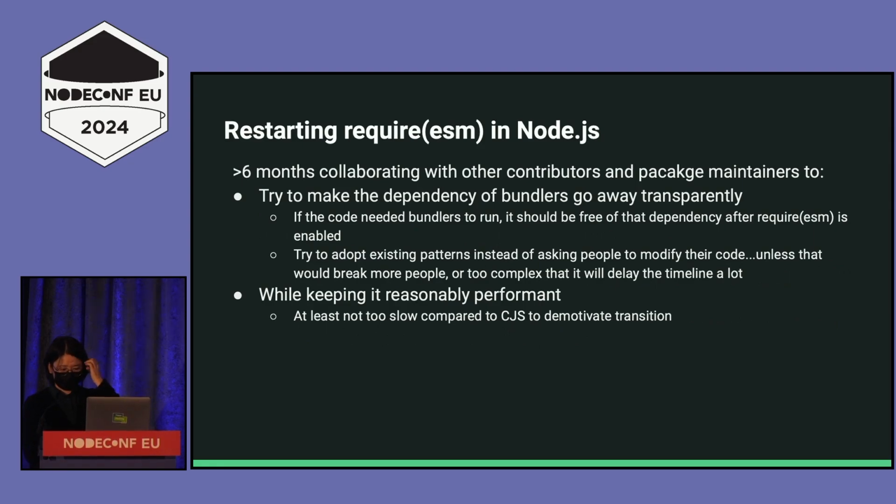We also try to make it work more transparently for code that previously needed bundlers to run, and try to require less modification from users, although it's always a trade-off. So if re-implementing one bundler support would end up breaking more people or be too complex that it will push the timeline even further, we'll take other more viable options. We also try to keep it reasonably performant so that people don't get demotivated to migrate due to ESM just being slower to load than CommonJS.